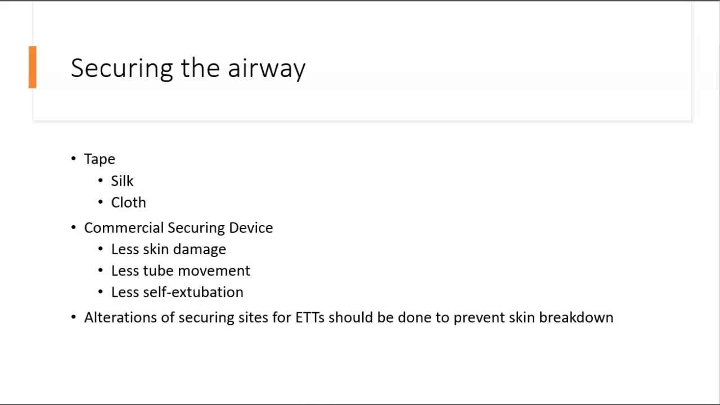Okay, so one thing we look at is securing the airway. We're going to be using things like either silk or cloth tape to secure the airway, or using commercial securing devices. Commercial securing devices are usually the recommended route because they cause less skin damage. There's less movement of the tube, and less chance of the patient self-extubating or pulling the tube out on their own.